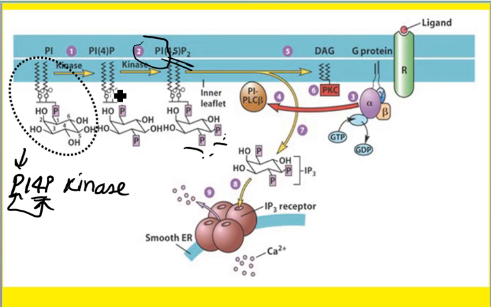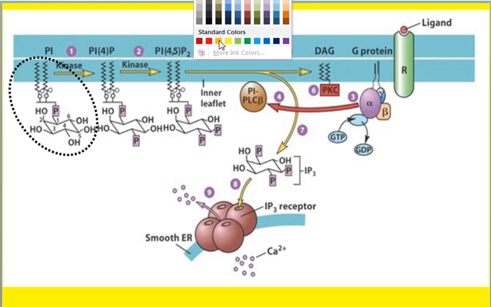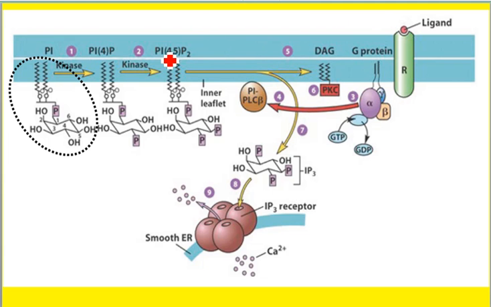Okay, now Pi4,5P2 is an extremely important molecule, and we'll get to know about that in a second. Let me just erase all of this. Okay. Color red. Okay, so now here's your G protein coupled receptor.